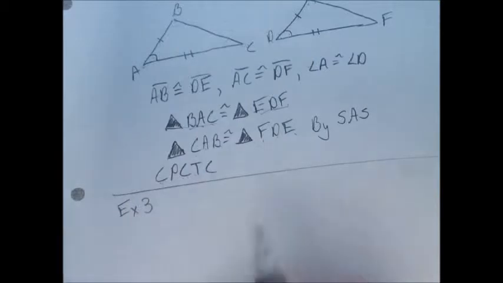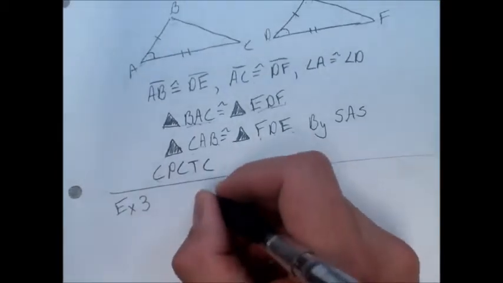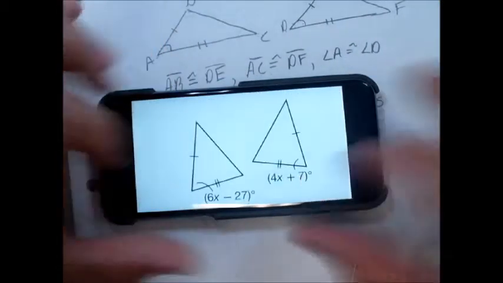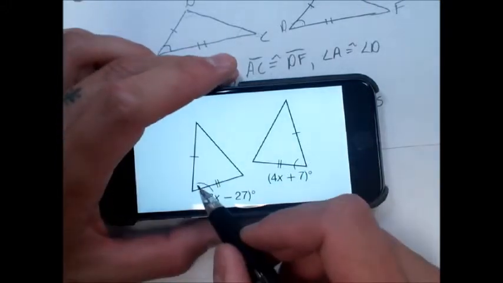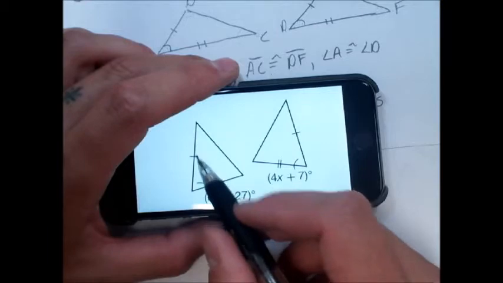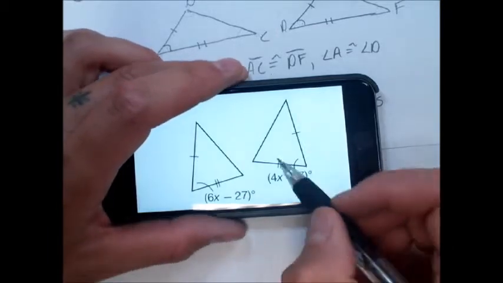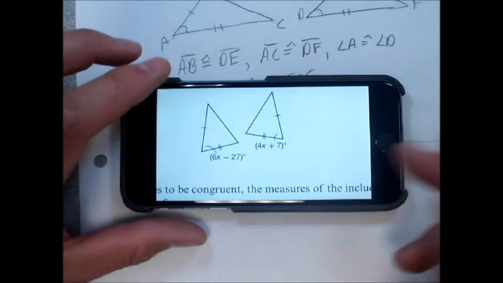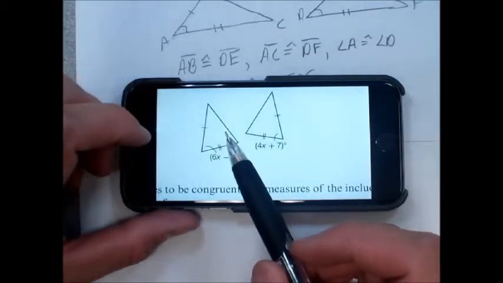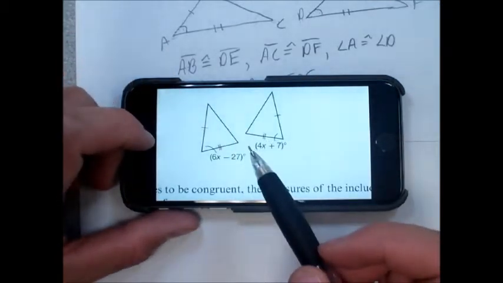All right, on example 3, it gives us a nice little tilted triangle. Okay, it says that this angle is the included angle of these two sides, and this angle is the included angle of those two sides. So let's read the problem. It says find the values of x that make the triangles congruent.